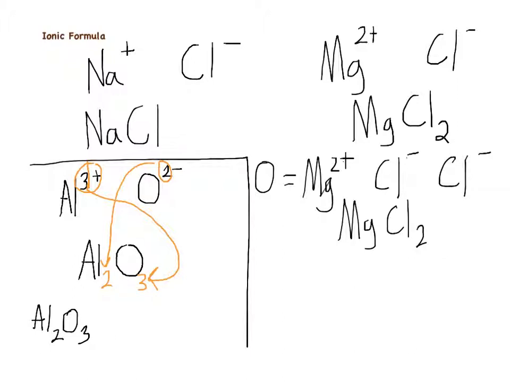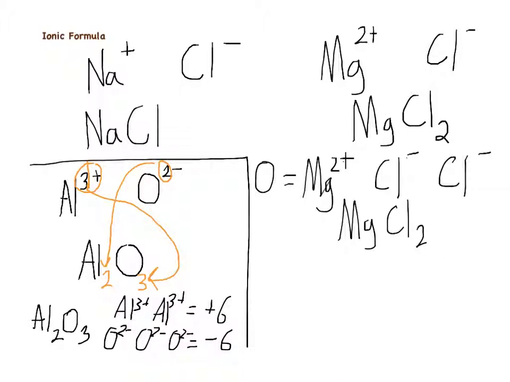So you have 2 aluminums, each with a 3 plus charge. So that equals a total of plus 6. So if this is really the ionic compound or ionic formula, the oxygen should have a -3 or -6 charge. So you have 3 -2 oxygens. So 3 times -2 equals -6. Plus 6 will cancel out with -6, and there you go.